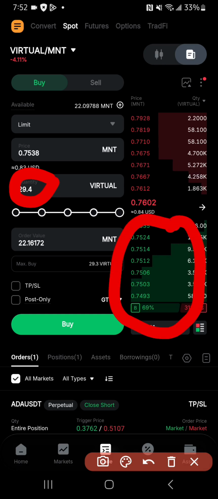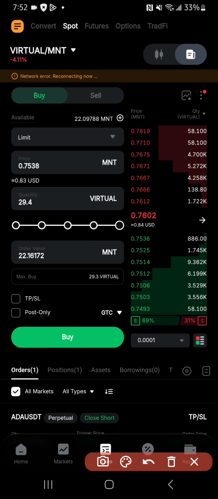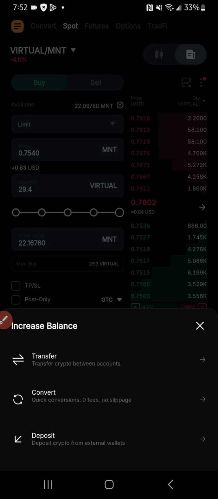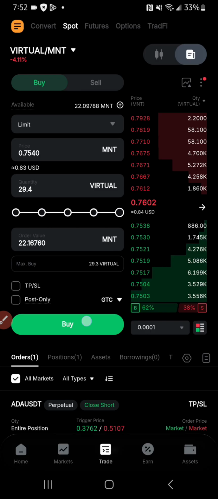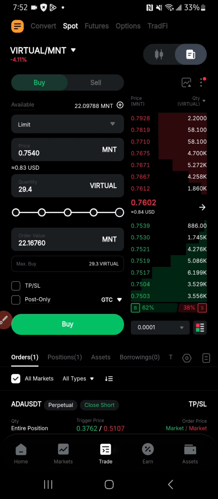So your price at which you want to buy should be within these values on the green order book around these sections. So obviously we have 7.5 to 7.4. So your value should be around that range. So let me put it at 7.4. And then we get 29.40. So let's click on buy there. Increase your balance. I think okay, 29.3 this time around.